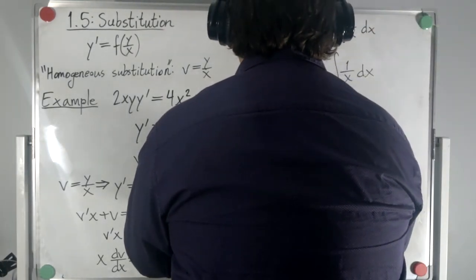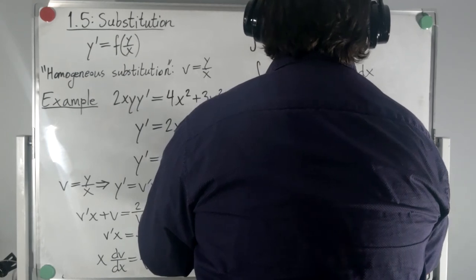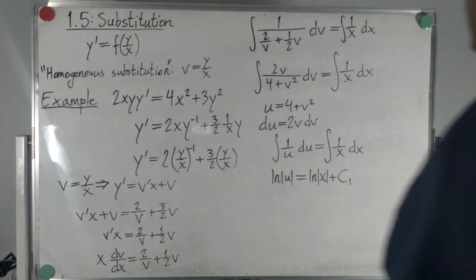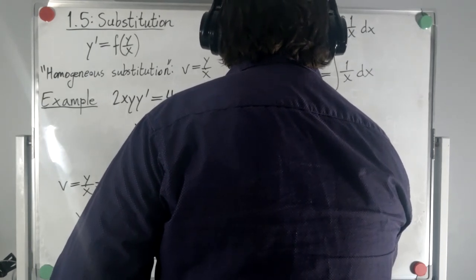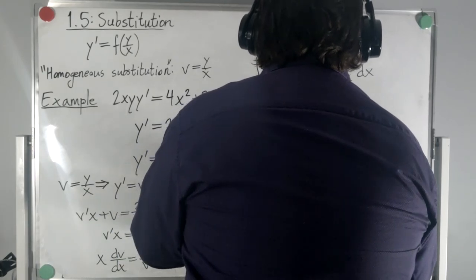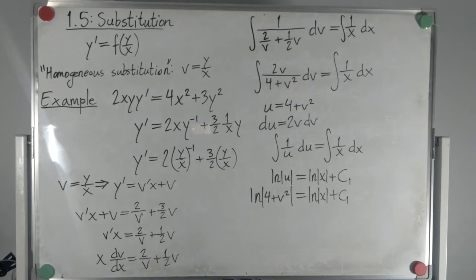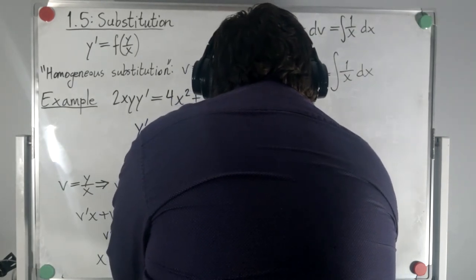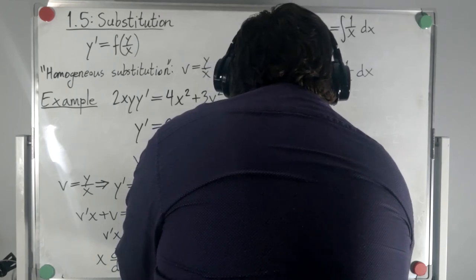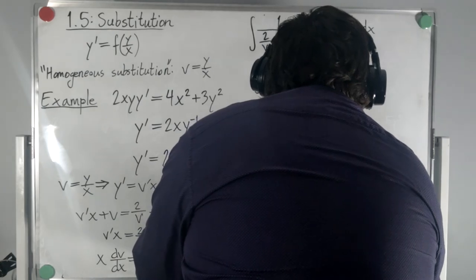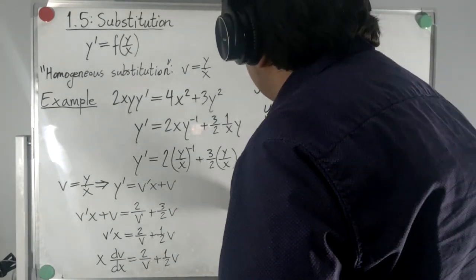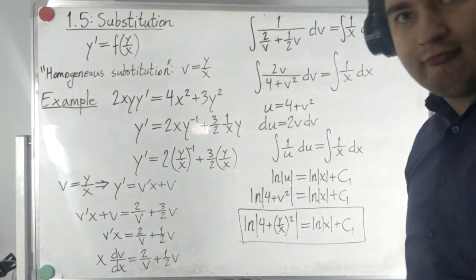Therefore, ln absolute value u equals ln absolute value x plus c. We'll call it c1. u is a name for 4 plus v squared. This is ln absolute value x plus c1. And then v is a name for y over x, so we can write this as ln absolute value of 4 plus y over x squared equals ln absolute value x plus c. And then, yeah, we might as well leave this in an implicit form.